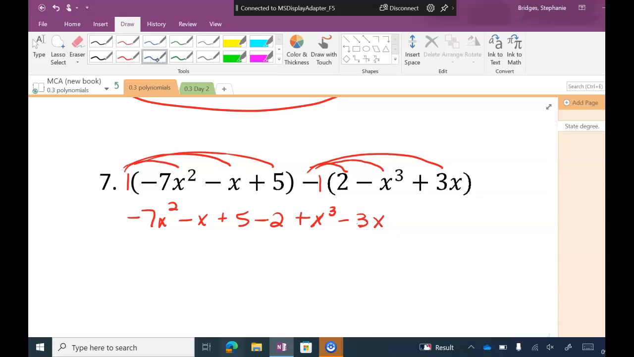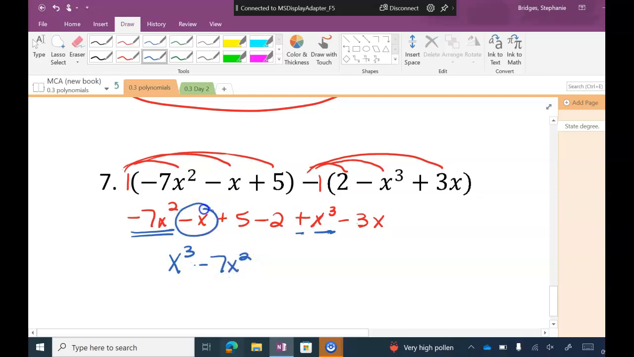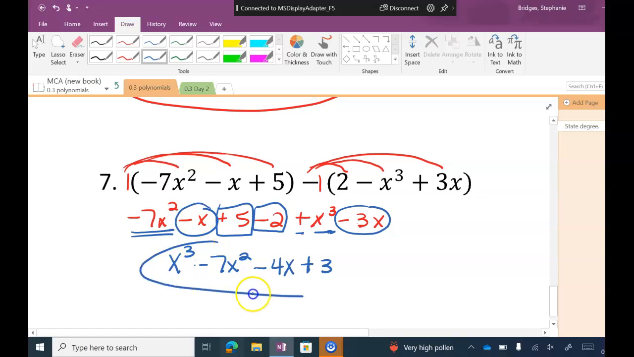So then I combine, starting with my highest degree, which is an x to the third. Then I have a -7x squared. I have a -1x and a -3x, which is going to give me a -4x. And then I have a +5 and a -2, which is going to give me a +3.